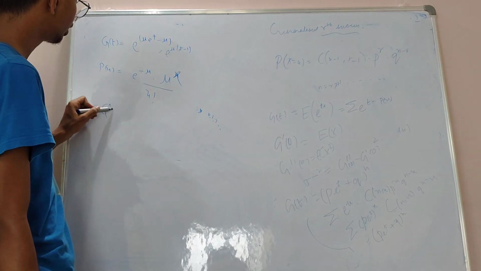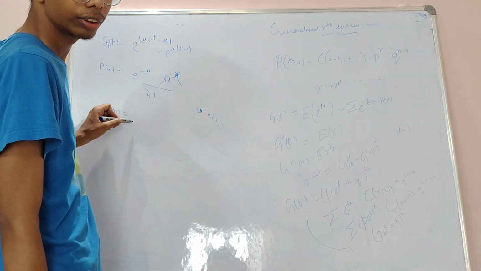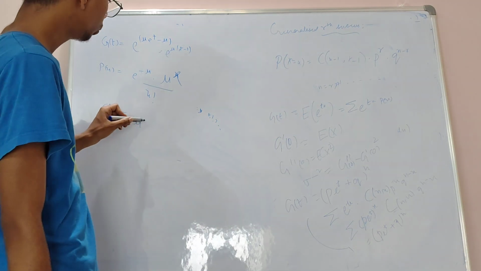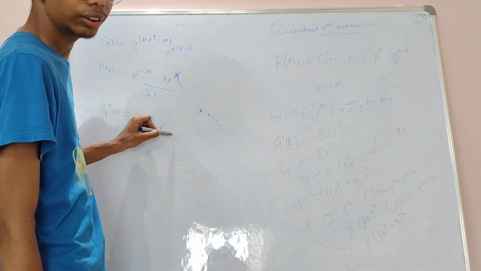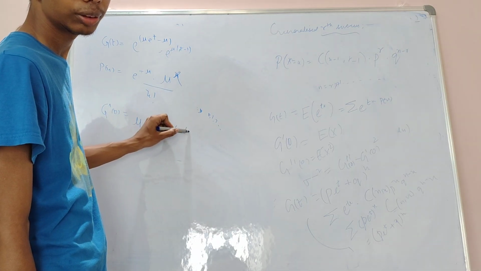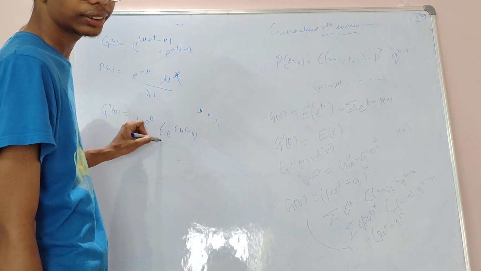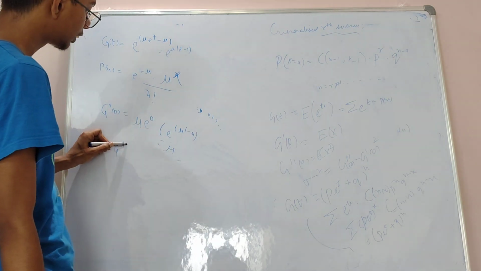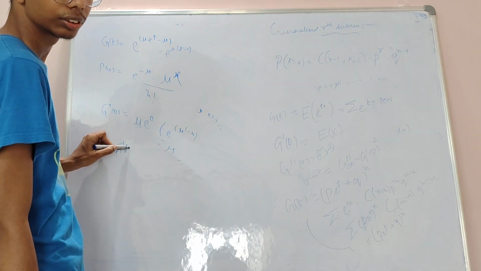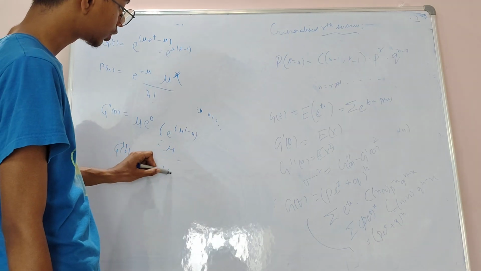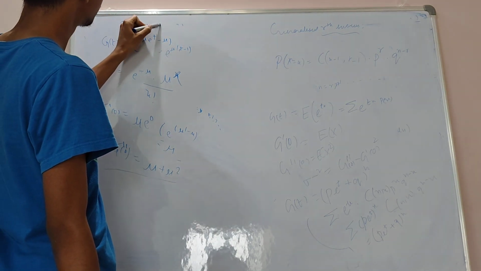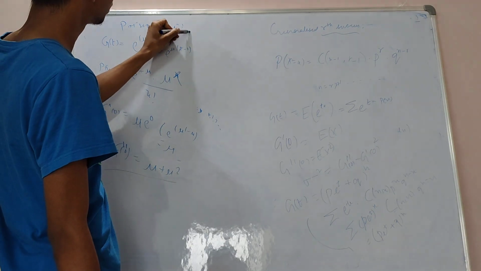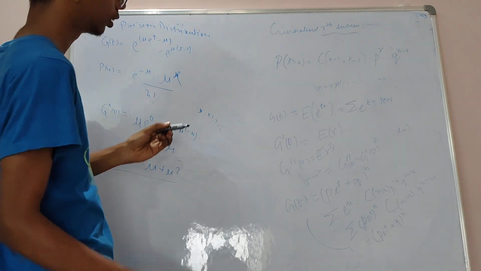So g dash will be given as mu e to the power 0 into e to the power mu (1 minus 1), that is mu, and g double dash will be given as mu plus mu square. This is for the Poisson distribution.